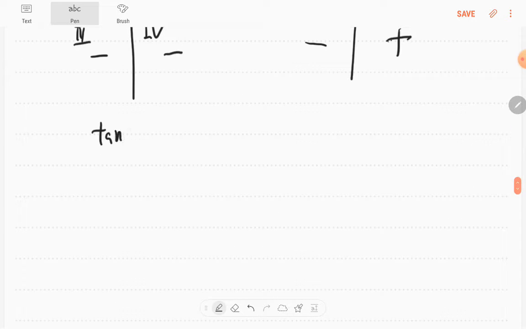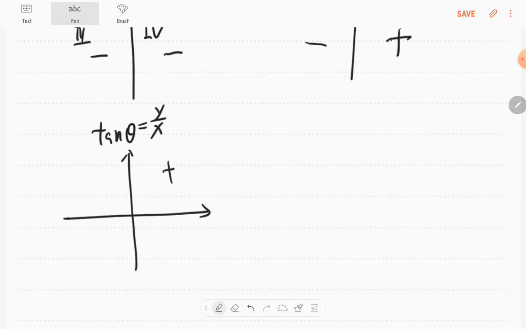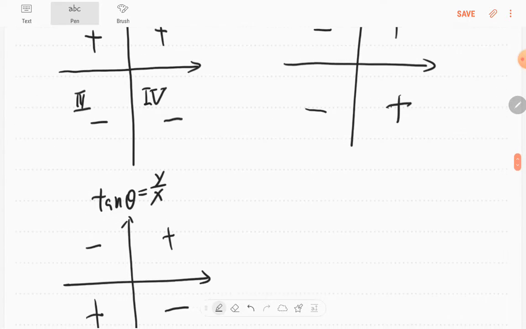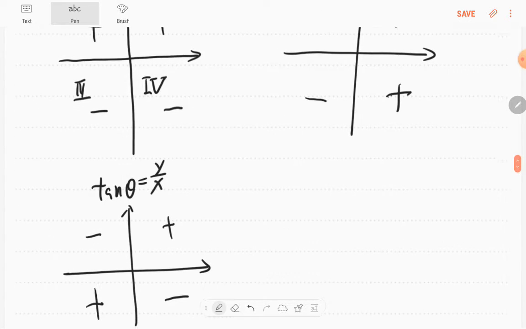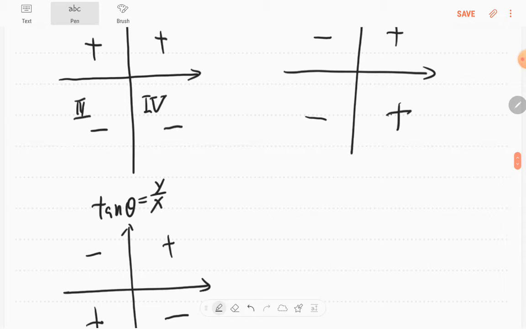The tangent theta is equal to y over x, right? In the first quadrant, x and y are positive, so it's positive. In the second quadrant, x is negative, y is positive, so the quotient is negative. In the third quadrant, both are negative, so the quotient is positive. And the fourth quadrant is negative. Okay, so you should be very familiar with the signs of the different trig functions.